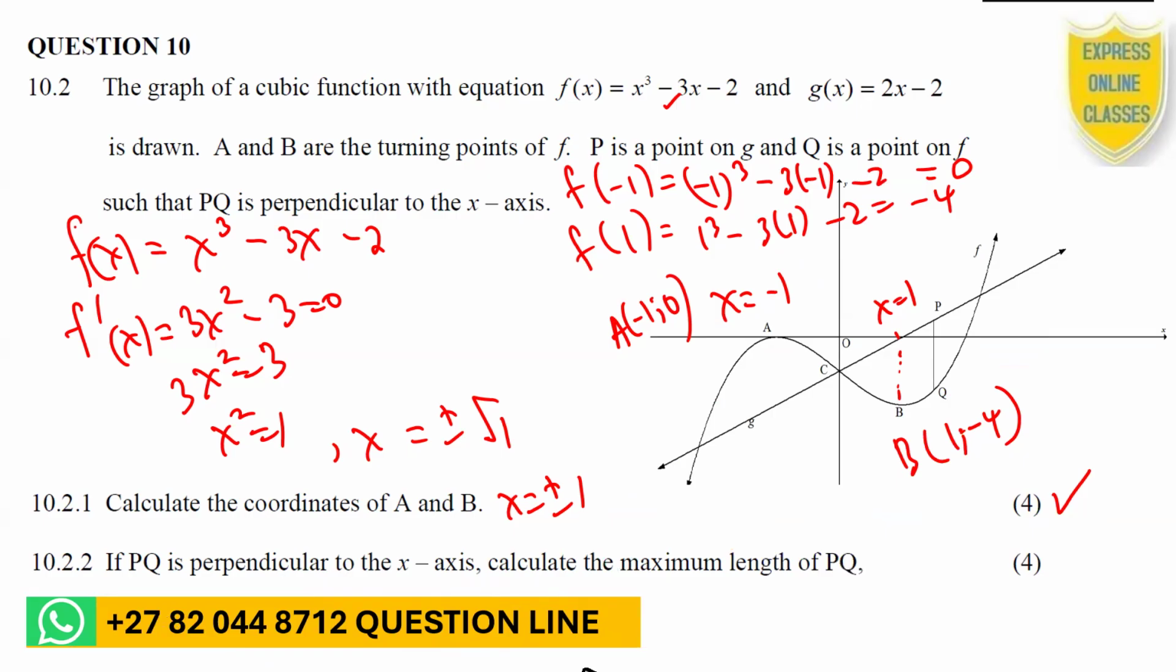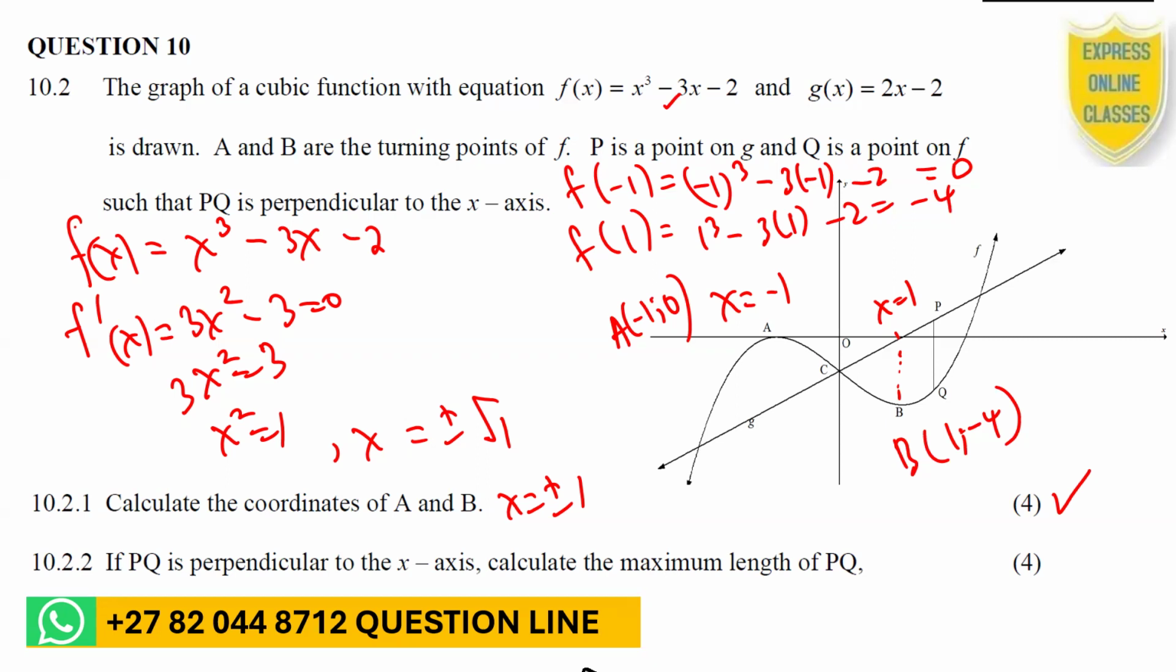Any question? Make sure you understand exactly what is happening here.